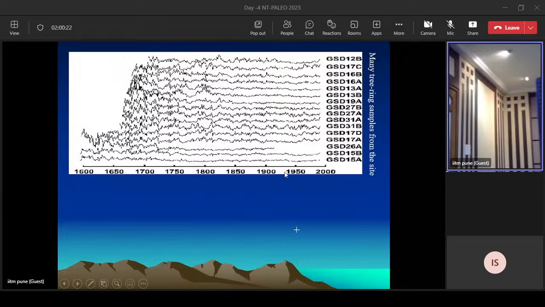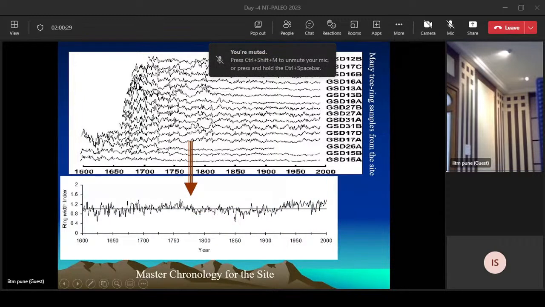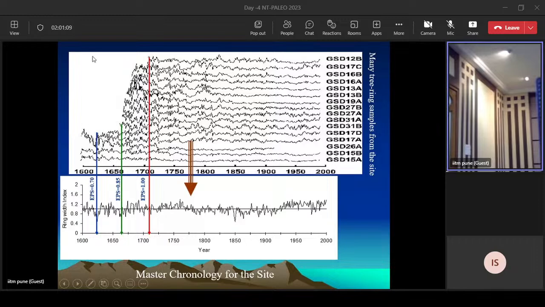So these are the index series of many samples, and this is the master chronology prepared from them. So this is EPS 1, where all samples are included. If we go further and calculate EPS, it is 0.85. Okay, up to this we can go for reconstruction. And for this 0.7, the chronology with fewer samples, we cannot go for reconstruction.